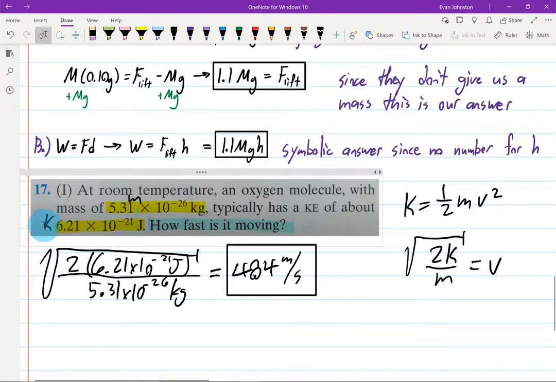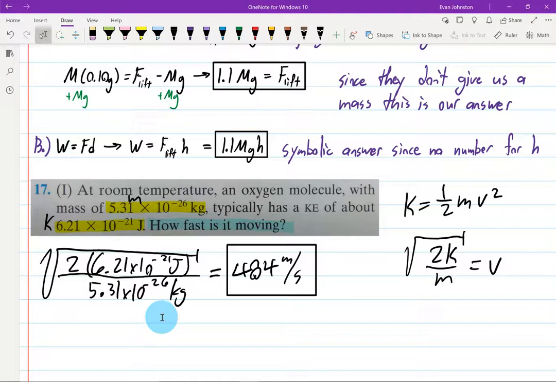Well, we were given the kinetic energy, we were given the mass. If you look at our kinetic energy equation, we know the kinetic energy, we know the mass, we know everything except V. So this was really, can you do some algebra and get V alone correctly? And then can you just plug in the numbers and do scientific notation well on a calculator? And in the end, you get that it is going 484 meters per second, which is actually screaming fast, I will tell you.